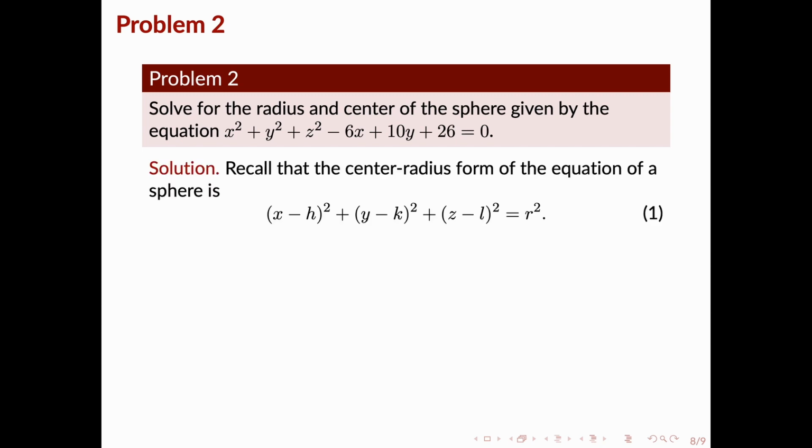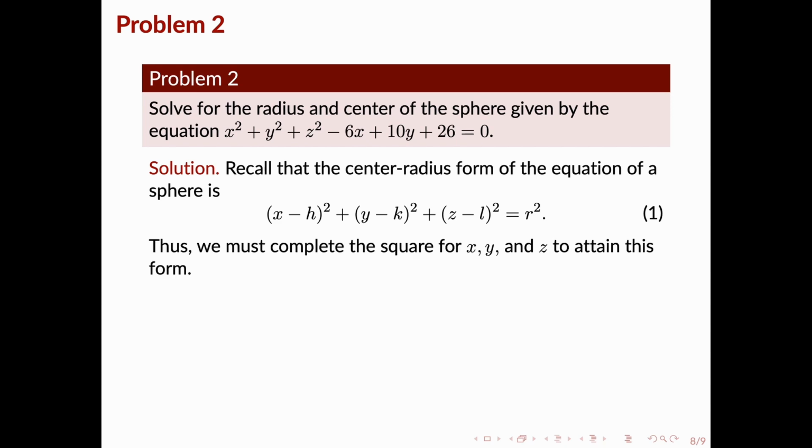First, we recall that the center radius form of the equation of a sphere is (x minus h) squared plus (y minus k) squared plus (z minus l) squared is equal to r squared. Thus, we must complete the square for x, y, and z to attain this form. So how can we do this?